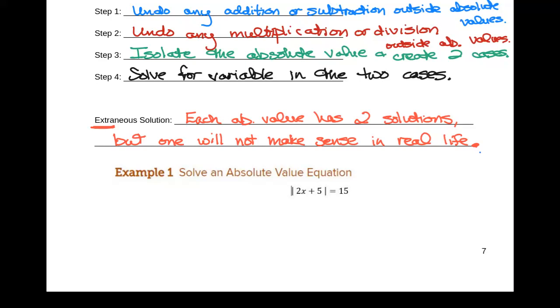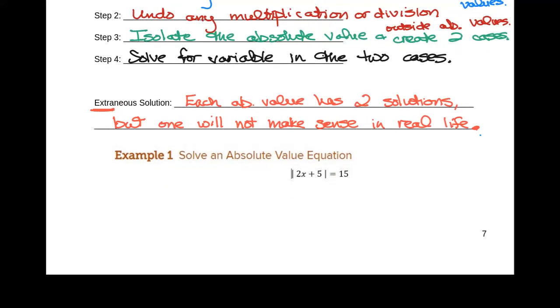So if we're talking about, I don't know, the absolute value of a distance that a train travels, that distance could be negative 32 miles and 32 miles. But since you can't travel negative 32 miles with a train, it doesn't make any sense. So that would be your extraneous solution. It doesn't make sense.